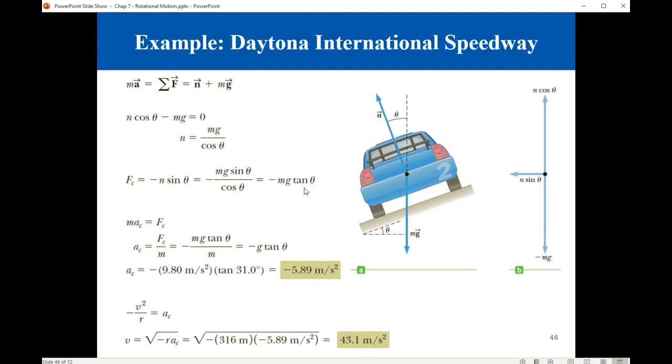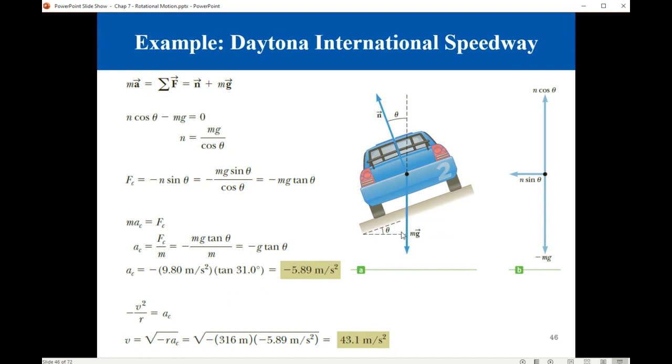We are good. Once you know the centripetal force, you can calculate the centripetal acceleration from Newton's second law, m a_c equals F_c. So a_c is F_c divided by m. F_c is minus mg tan theta, we divide that by m. m cancels with m, and we end up with this nice but important result, minus g tan theta. So the centripetal acceleration, as you can see here, depends on the banking angle. The angle here will determine what kind of centripetal acceleration we may have.